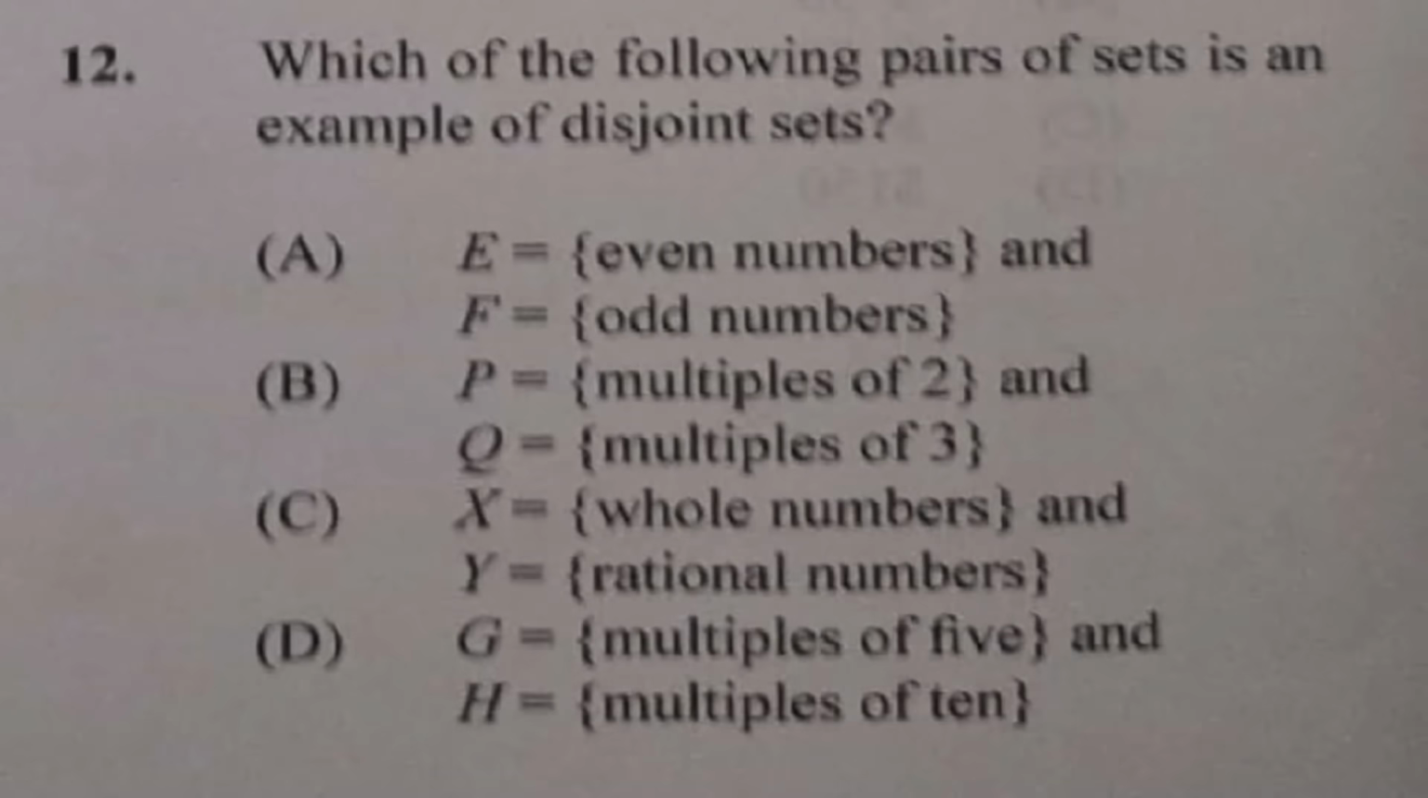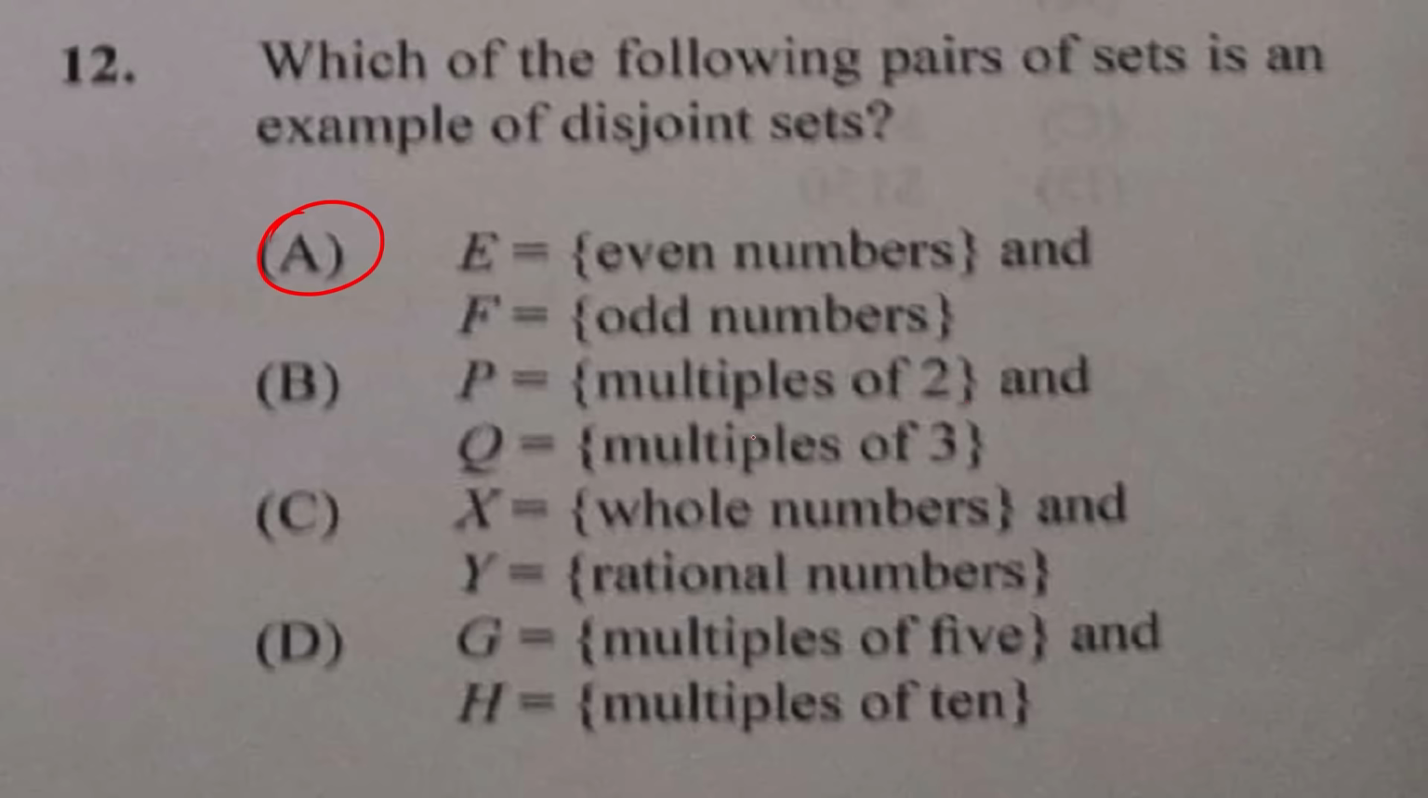Read again. Which of the following pairs of sets is an example of a disjoint set? So disjoint set means that they have nothing in common. So we have even numbers and odd numbers. Can anybody tell me an even number that is an odd number? That's the first fishy one, so no. I think A is the answer without even reading forward.